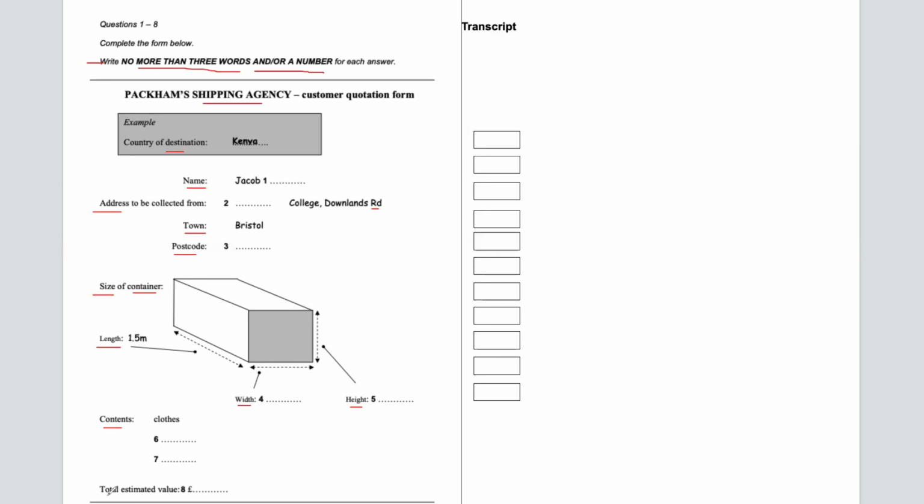And then the last one is the total estimated value. Very important for the total here. We're going to need a number as this is pounds. And that's it. That is the information here and the keywords that we need to look for. I even did this a bit slower than I normally would, just so that everything was clear. So you could do this very quickly in your 20 seconds.